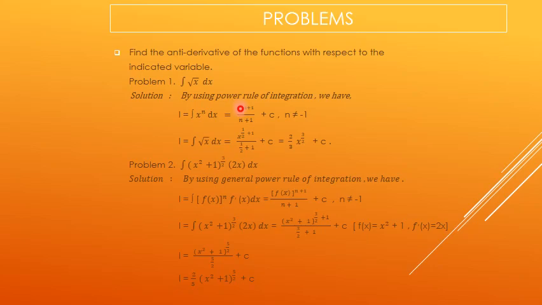X square plus 1 is f of x. So we put here x square plus 1, and 3 upon 2 is the exponent of the function, so we put 3 upon 2 here, and plus 1 is already given in the formula. And here n plus 1, we know that the value of n is 3 upon 2, we put the value of 3 upon 2 plus 1 and plus c constant. So by the simplification we get x square plus 1 is same.